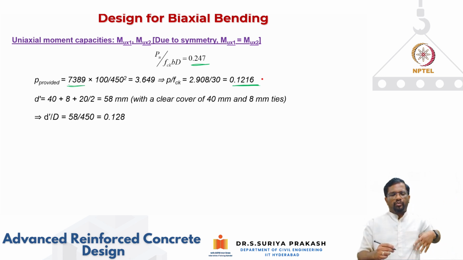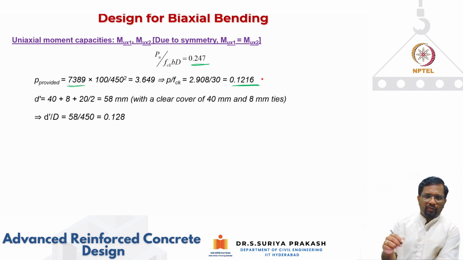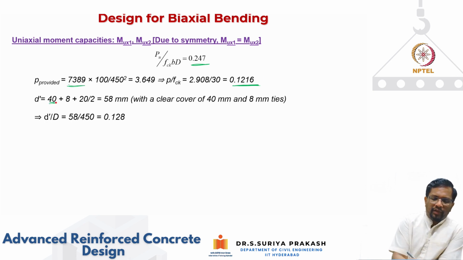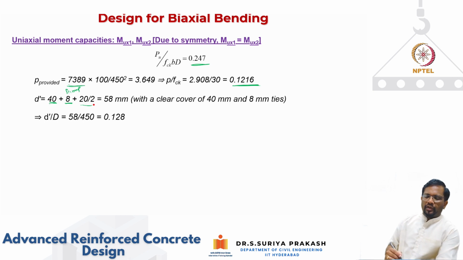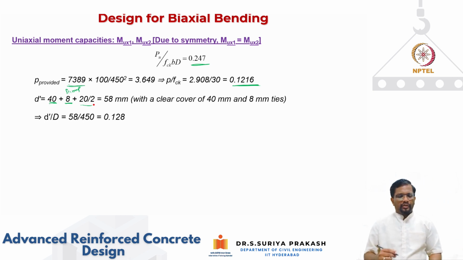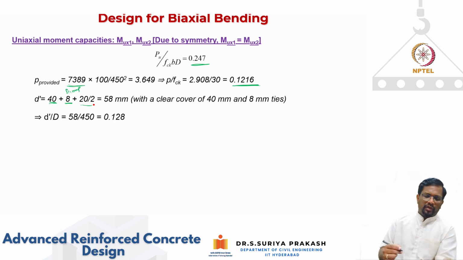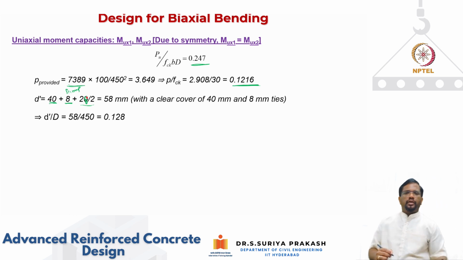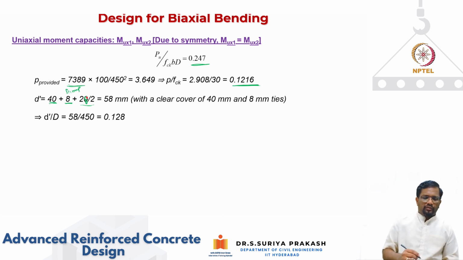Okay, so 0.1216. Now, what is d prime that we are actually providing? A minimum clear cover of 40, and I'm assuming I'm going to use an 8 mm stirrup. So this is the stirrup, like what we have done before, and this is your 20 mm bar. In this case, d prime by 2 should be 28 by 2, because we are using all 28 mm bars, right? So if you do that, this is going to be about 60 mm.